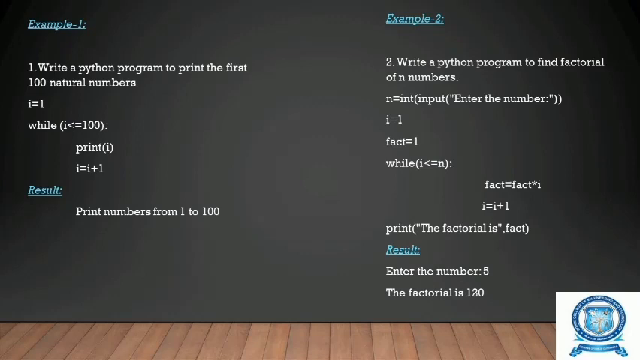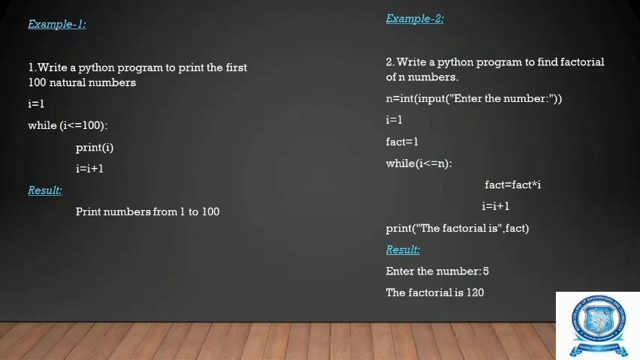Then we increment the i variable, so i is equal to i plus 1. Now the i value is 2 and fact is 1. Again we check the condition: 2 is less than or equal to 5, the condition is true. The fact value we have is 1, so fact equal to 1 into 2, which gives 2. So 2 will be stored in fact. Then the i value is incremented to 3, and the fact value is 2.